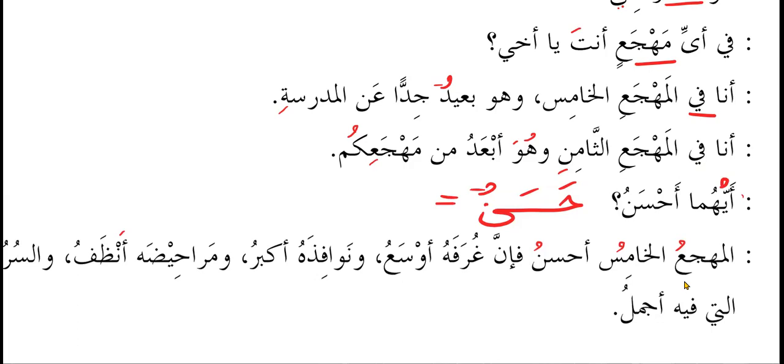The fifth dormitory is better. Naam. And then he explains why. Fa'inna ghurafahu awsa'u. In it, the rooms are spacious. So it says, Fa'inna. So, because indeed, ghurafahu, its rooms are awsa'u, more spacious. Bigger. So ghurafahu is ism inna. Carry on. And then awsa'u is khabaru inna. Carry on. Wa nawafidahu akbaru.